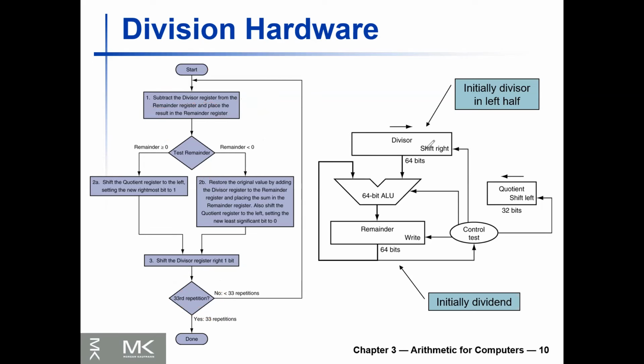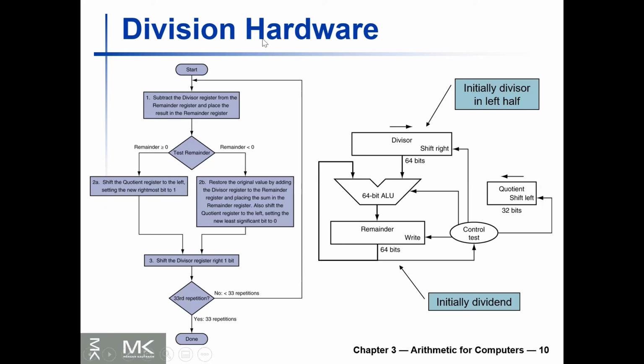This is the hardware, girls. The divisor is placed here, 64 bits long. Initially it is 32 bits, but we make it 64 bits. Why? Because we are going to shift right. The quotient will be the same, 32 bits long, and it is going to shift left. And this is a 64-bit ALU, which is adding the remainder plus this one. And this is the control test. The initial dividend value will be placed here. So now we can see with an example how this hardware is basically working.